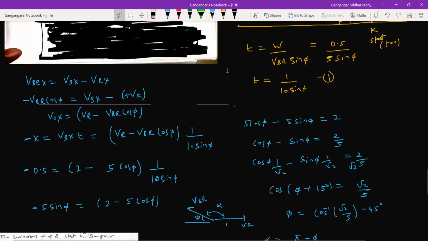So what is the situation here? The path is fixed here. In the earlier problem, what happened? The path we don't know. Here sometimes I'll make the path fixed.